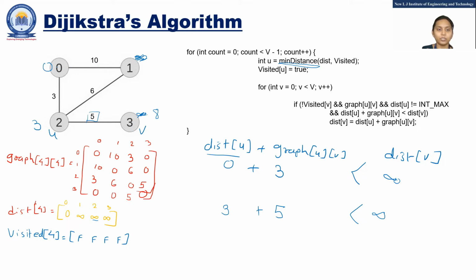You can check that 0 to 2 has distance 3, and here 0 to 1 is 10. So what is minimum here? 6 plus 3, that is 9. Okay, so this way you can calculate the distance to all the nodes. What we are doing right now is trying to find the distance from a single source. As I said, single source means here in our case we take the 0.